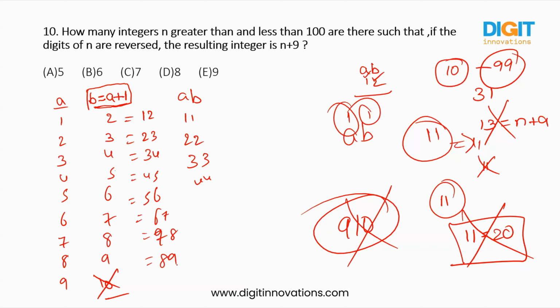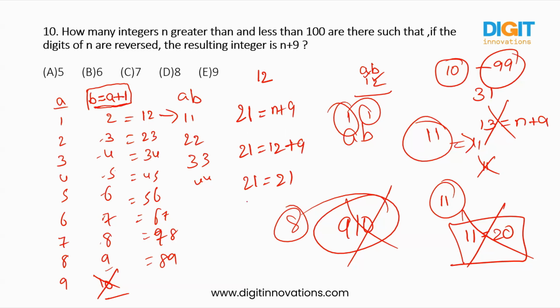So how many numbers were there? 1, 2, 3, 4, 5, 6, 7, 8. So total 8 integers are there. So let us find whether these satisfy the given conditions or not. Okay. I'm taking 12. When I reverse this, I'll get 21. That 21 should be equal to n plus 9. What is the n value? You know it is 12. So 12 plus 9, you will get 21 only.